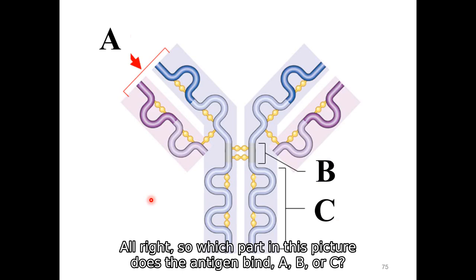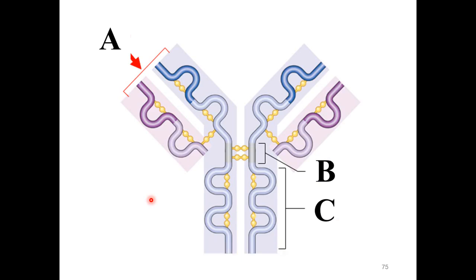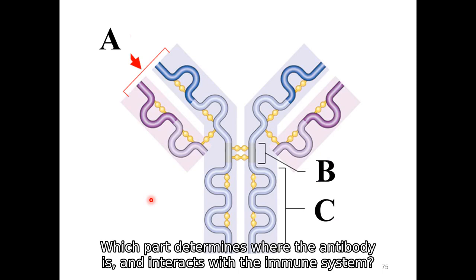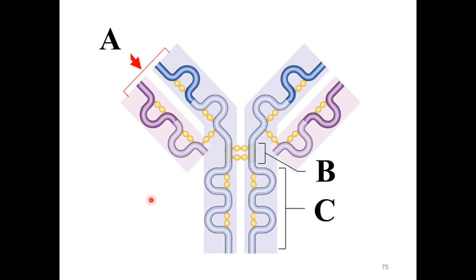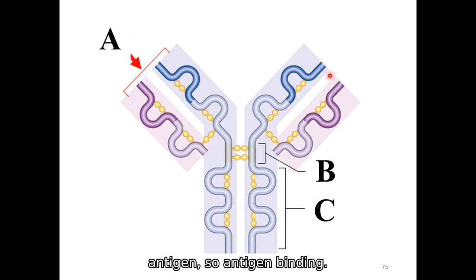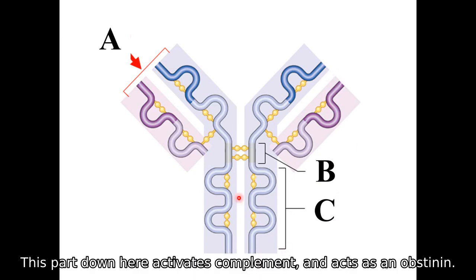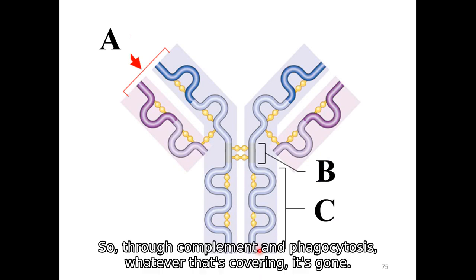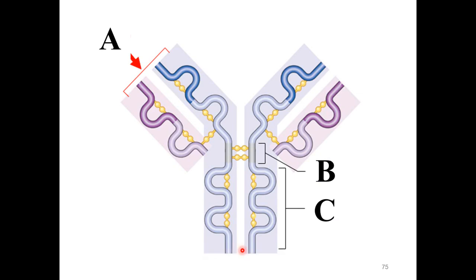All right, so which part in this picture does the antigen bind, A, B, or C? Nice. Which part determines where the antibody is and interacts with the immune system? C. Yeah, there you go. Okay, so this is the variable part, interacts with antigen, so antigen binding. This part down here activates complement and acts as an opsonin. So through complement and phagocytosis, whatever that's covering, it's gone.